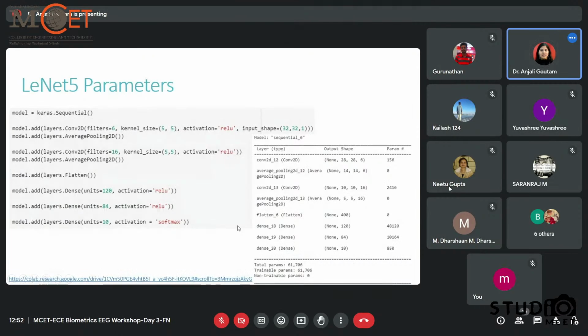Just see, this is the code of this LeNet. Whenever you have to write your own code, we always start like this: these LeNet models are based on the sequential architecture.